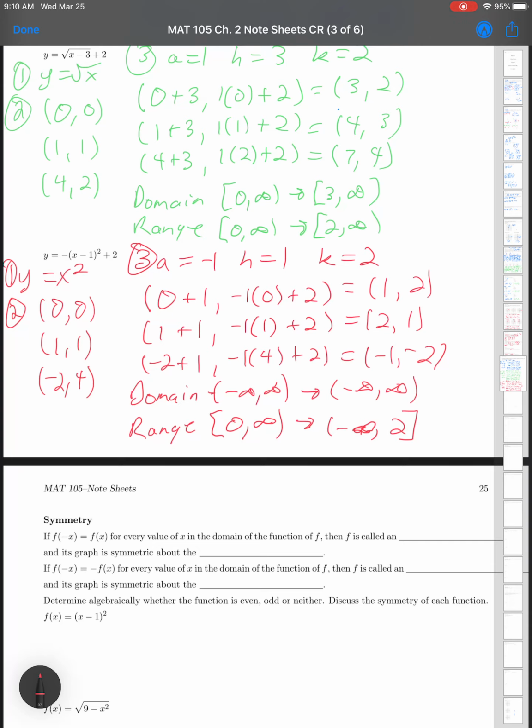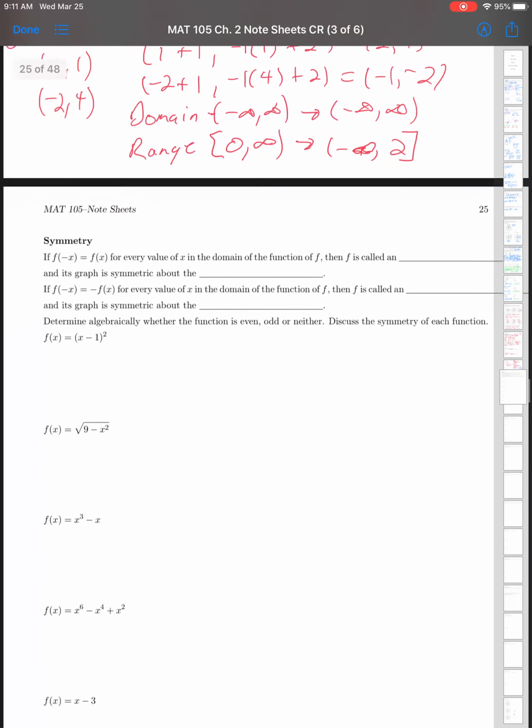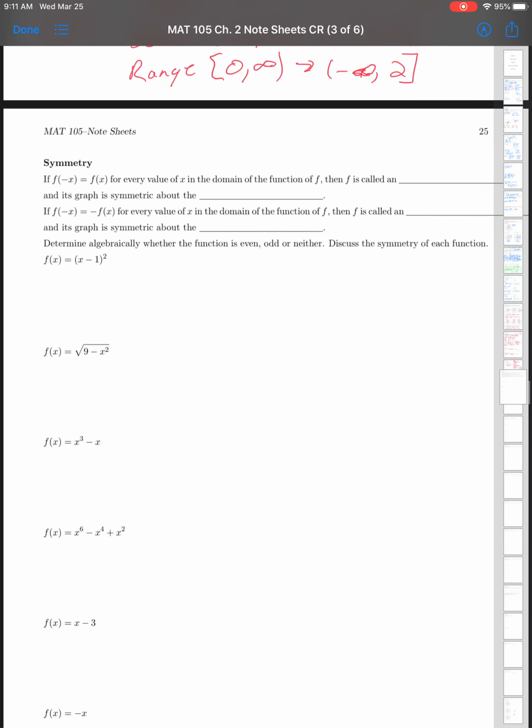Okay, so that's the idea of how transformations work and how the equations for these functions are related to one another and related to their graphs. So now that we've talked about that, we can talk about a couple more things that are in this section.